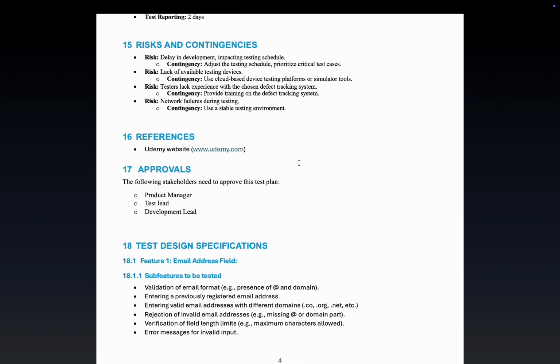There are 4 risks. The first one is delay in development. It impacts the testing schedule as expected. The second risk is lack of available testing devices. Third risk is that the testers lack experience with the chosen defect tracking system. And the last risk is network failures during the testing.